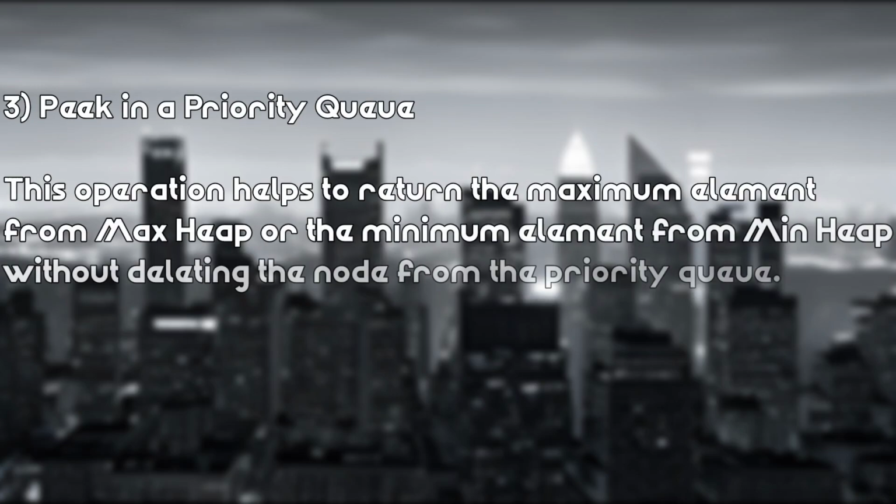3. Peek in a priority queue. This operation helps to return the maximum element from a max heap or the minimum element from a min heap without deleting the node from the priority queue.